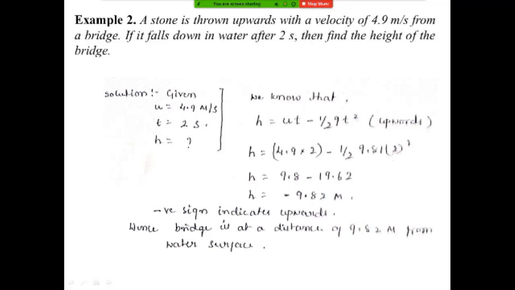The negative sign indicates the distance is measured from the water surface. The bridge is at a distance of 9.82 meters from the water surface. This is a simple equation; I used only one equation, substituted the values in this formula, and got the answer. Simple problems like this will appear in the exam. You solve these problems.